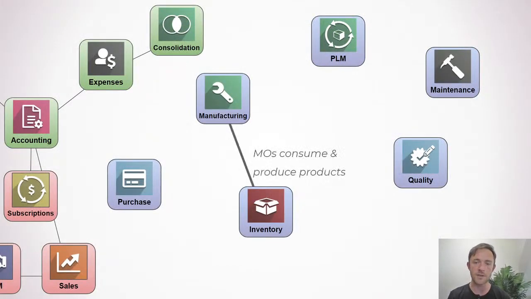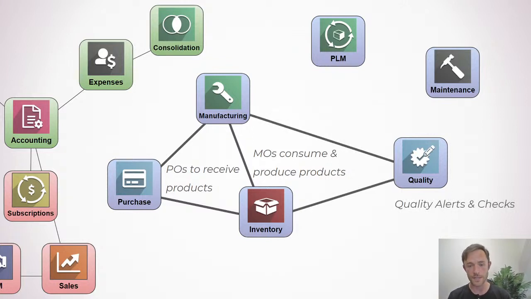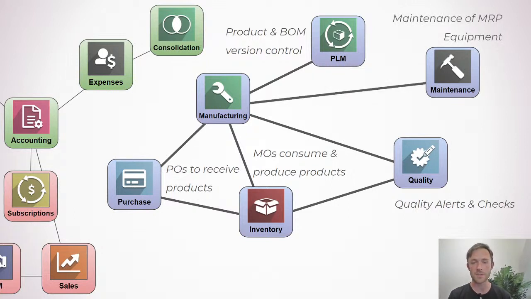First off, manufacturing and inventory are extremely closely connected because manufacturing orders both consume products and produce products directly in your stock. Purchase orders trigger receipts in the inventory app, and it's connected to manufacturing because manufacturing drives a lot of the demand for what things need to be purchased. So really, inventory, manufacturing, and purchasing together form sort of like a supply chain triforce. And then the quality app lets you have quality checks throughout both inventory and manufacturing processes. PLM lets you manage product and BOM revisions and version changes. And then the maintenance app is used, like we said, to service manufacturing equipment. So there's a connection right there.